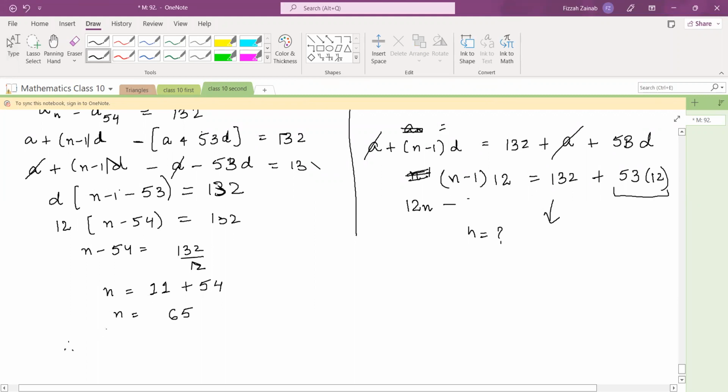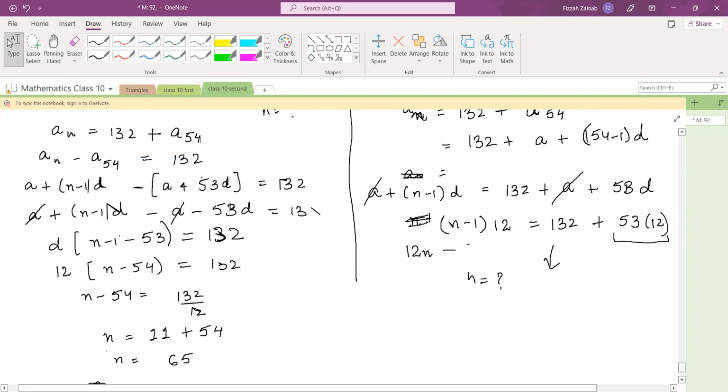So basically, the term number is actually 65. So the 65th term, and exactly the term is this. N is 65. Fine, this is the answer. You have to tell which term of the AP. So the 65th term of the AP is 132 more than the 54th term.